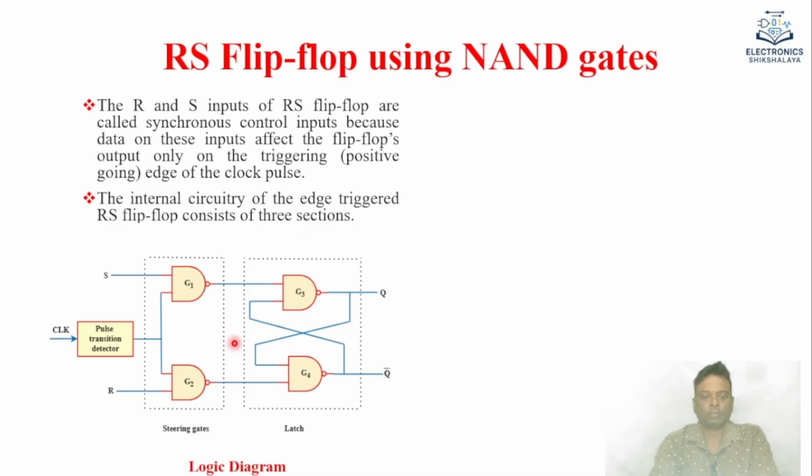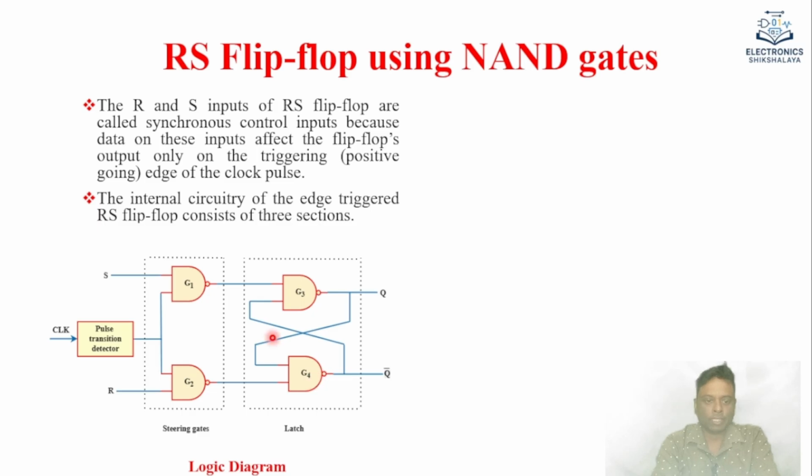You can see this is the logic diagram of the RS flip flop. Here we are using four NAND gates. G3 and G4 form a latch. This is the internal circuitry of the RS flip flop. Flip flops can be constructed using latches, because latches are the basic building blocks from which flip flops are constructed. So G3 and G4 form a NAND based latch.